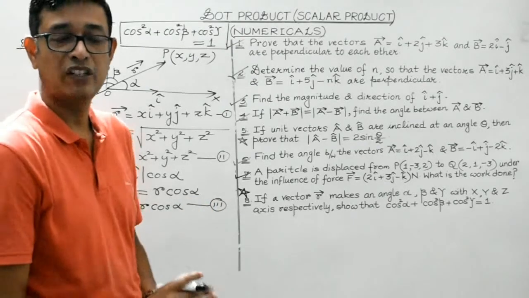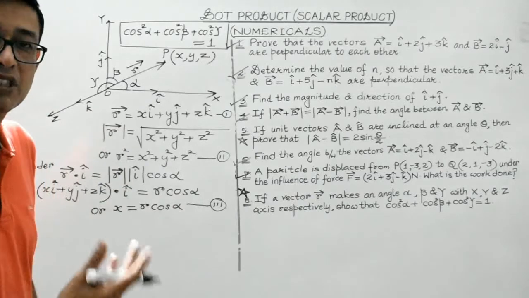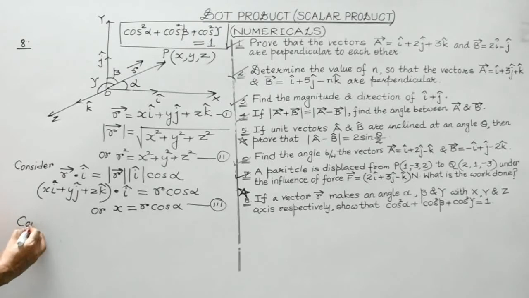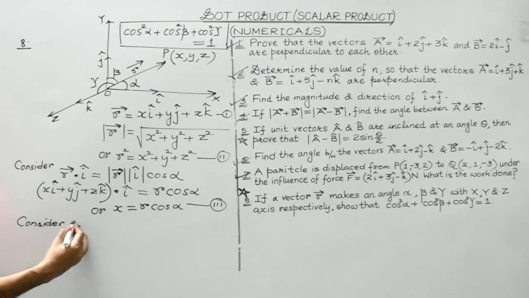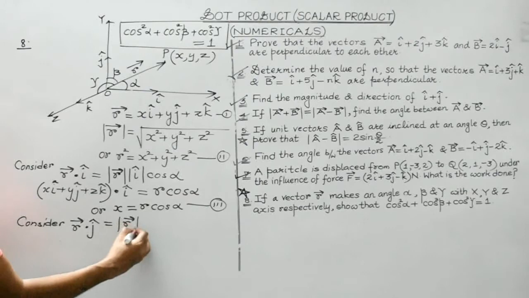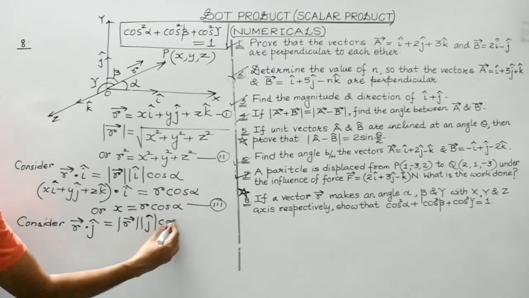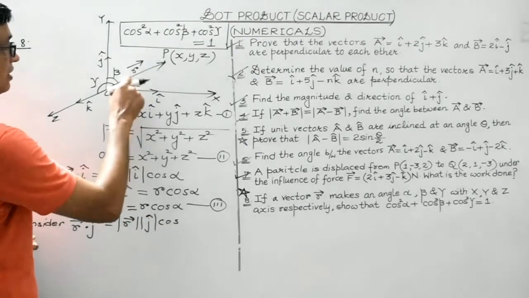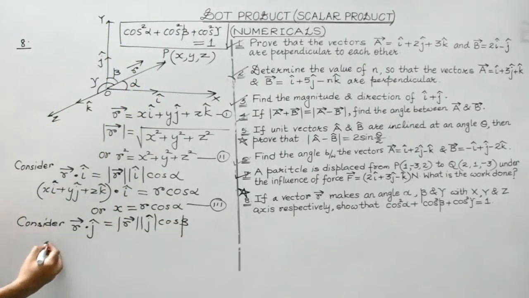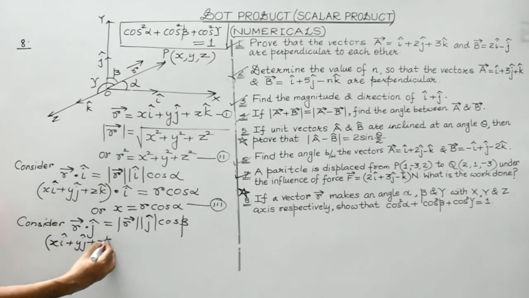Clear, students? I hope you have understood the concept. Similarly, you need to determine the value of y as well as z. Let's do it. Now consider the dot product of the r vector with j cap. So what do you get? Magnitude of r, magnitude of j cap, and the cosine of the angle between them. The r vector makes an angle beta with j cap, that is along the y direction, so it is beta over here. So substitute the value of r vector over here. It is x i cap plus y j cap plus z k cap dot j cap.